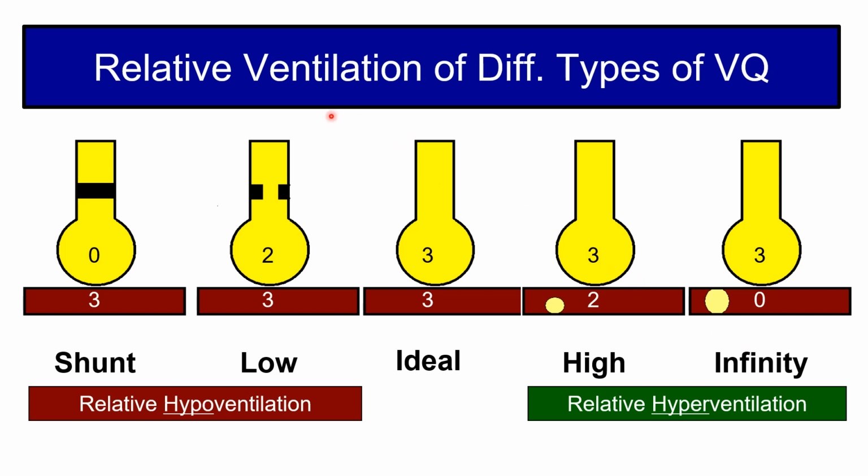So let us discuss the relative ventilation of the different types of V/Q relationship. In a high V/Q relationship and infinity, you can see that the ventilation is higher than the perfusion. So you say that there's a relative hyperventilation in this respiratory unit. Now, in the low V/Q and the shunt V/Q, you can see that the ventilation is much lower than the perfusion. So you may say that there's a relative hypoventilation in these respiratory units with this V/Q relationship.